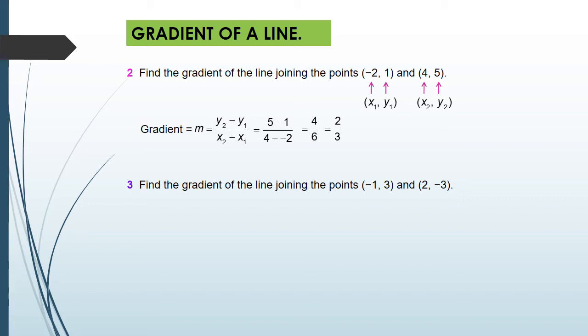Let's take a third example. This time around, our points are (minus 1, 3) and (2, minus 3). x1 is minus 1, y1 is 3, x2 is 2, and y2 is minus 3. So we substitute into the formula for the gradient of a line. That gives us minus 3 minus 3 all over 2 minus minus 1. That gives us minus 6 over 3, which is minus 2. So this is a negative sloping graph.